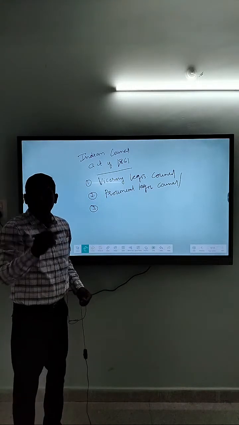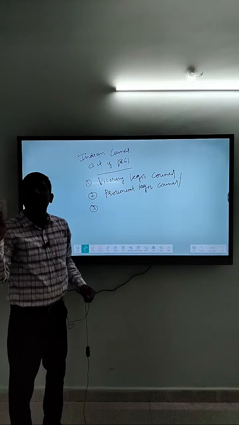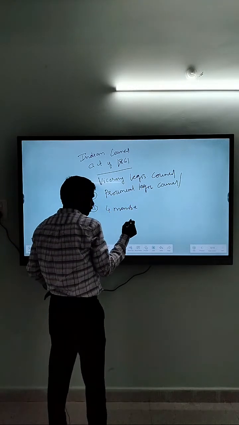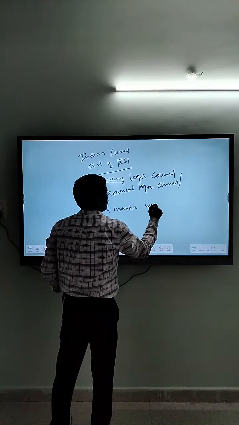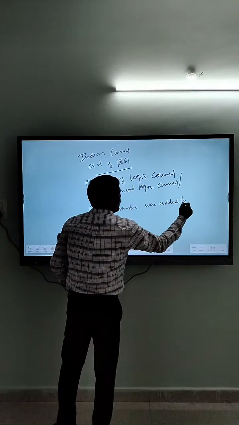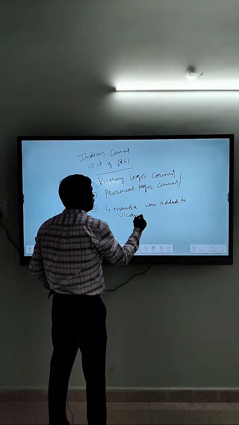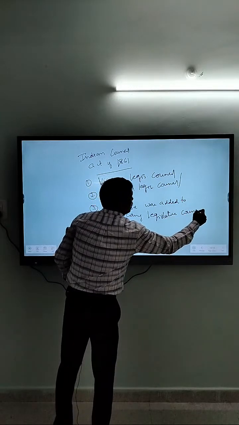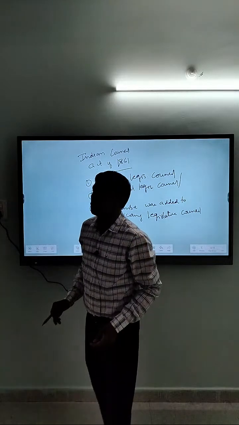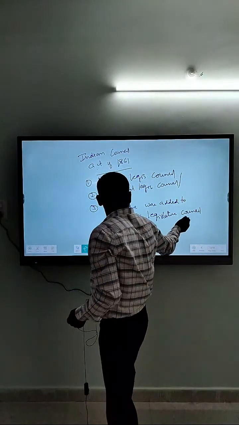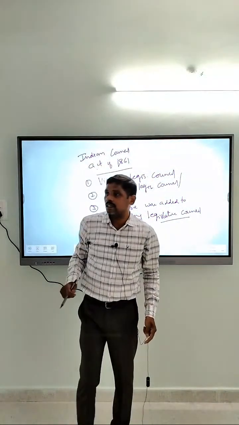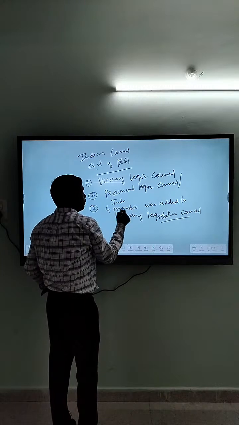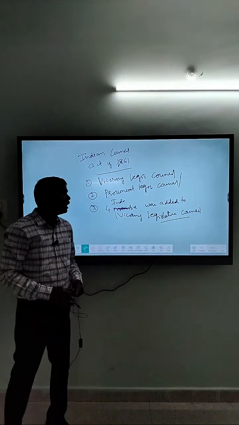The number of Indians in the Viceroy's legislative council was made 4. So 4 Indians were added to the Viceroy's legislative council. This is another point.